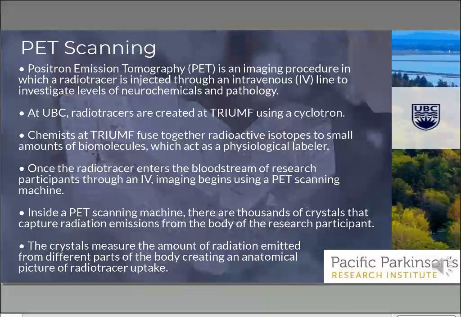Chemists at Triumph fuse together radioisotopes to a small amount of biomolecules. Biomolecules act on certain cell receptors in the body, and they can be comprised of medication or biological molecules such as glucose. The type of radioactive biomolecule or radiotracer used by researchers depends on which neurochemicals or cell receptors the researchers want to investigate. Once the radiotracer enters the bloodstream of a research participant through an IV, imaging begins using a PET scanning machine. Inside a PET scanning machine, there are thousands of crystals that capture radiation emissions from the body of the research participant. The crystals measure the amount of radiation emissions at the binding sites of the radiotracer, creating an anatomical map or picture of radiotracer uptake.